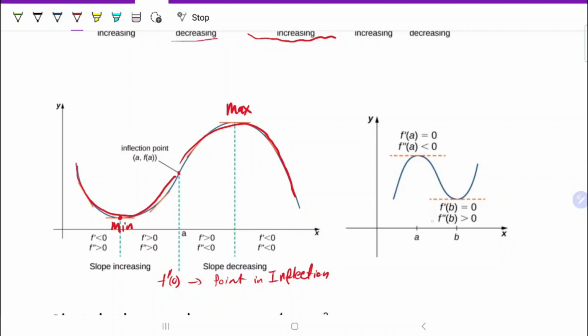So let's have a look at this one again here on the side. The derivative is equal to 0, but the second derivative is negative. So that's where we get a local max. And on this side, the second derivative is positive. We now have a local min at that particular point. So this is all essential for us to know.